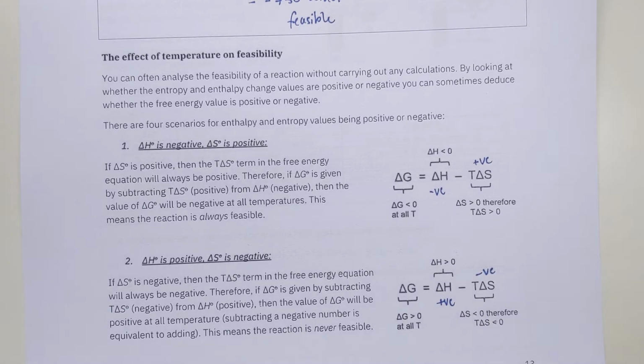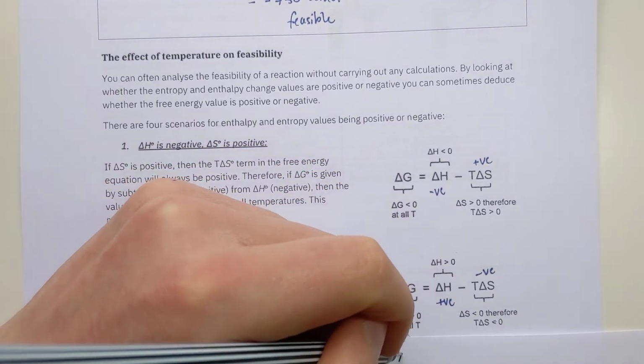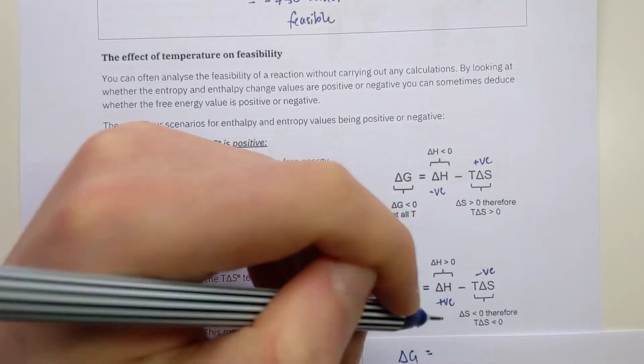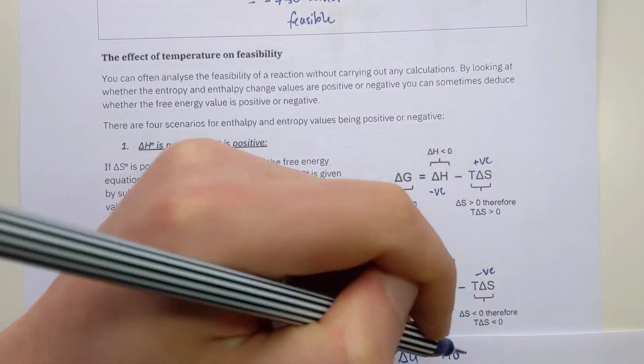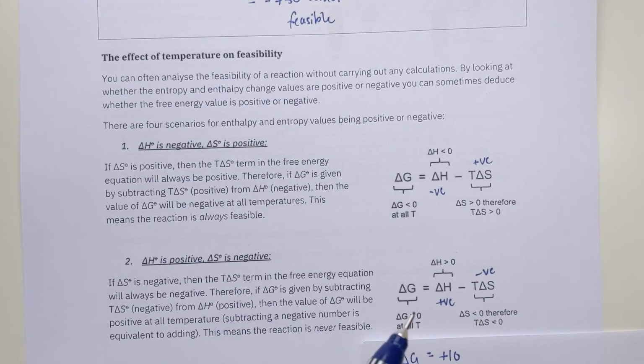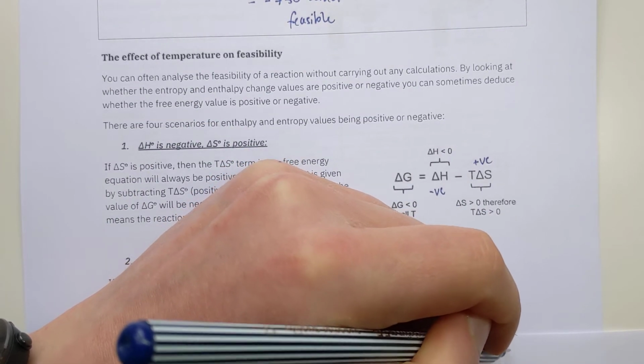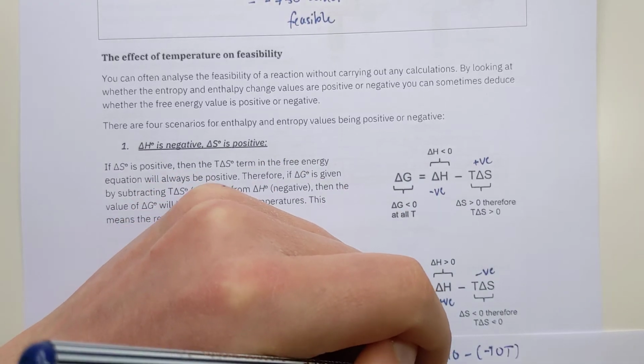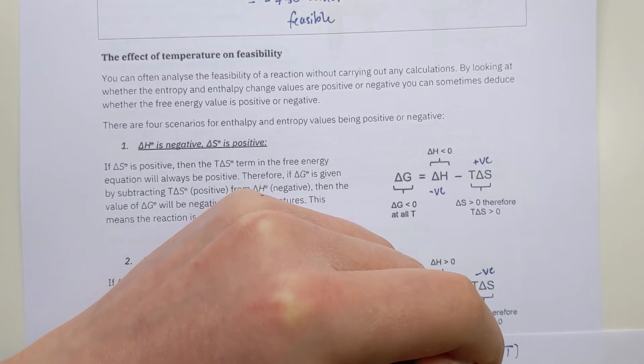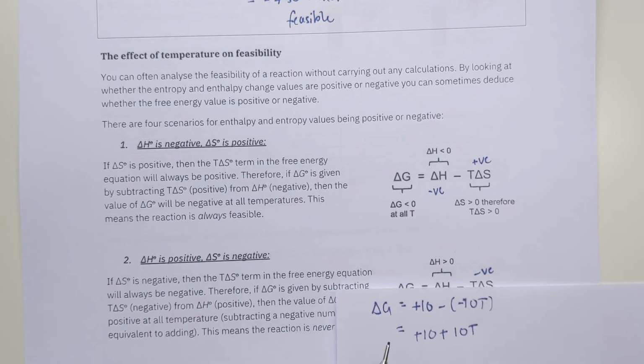Again, if we have a look at the made up number version, I'll pick 10 and 10 again. Let's say delta H is positive, plus 10, and delta S is negative, minus 10. So it's going to be minus 10T, and the effect of that is plus 10 plus 10T. Looking at those numbers again, there's no possible combination with temperature, because temperature is always positive, that's going to end up being negative. So if something has a positive delta H and a negative delta S, it's never going to be favourable at any temperature. It's never going to work.